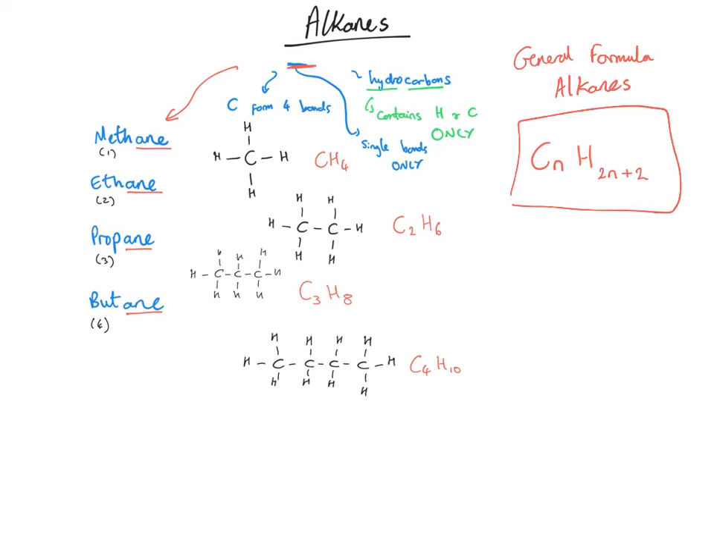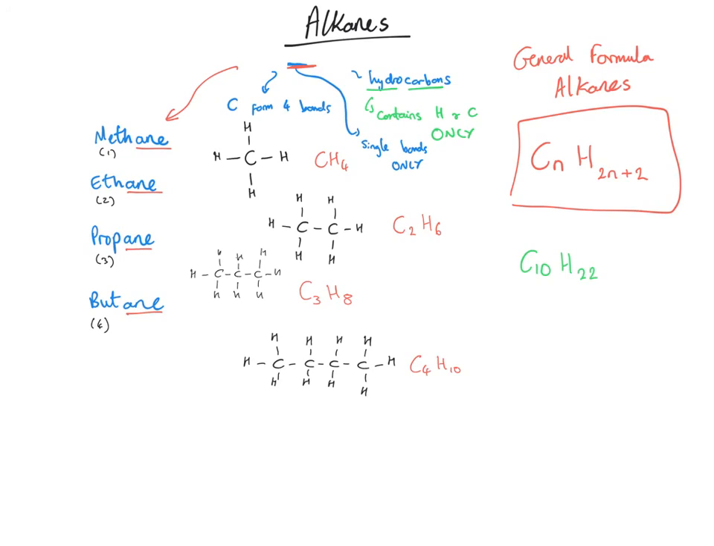So if I told you that there's an alkane and it has 10 carbons, how many hydrogens will it have? Well, it must have the same pattern of double the number of carbons and add 2. So it must have 22 hydrogens.